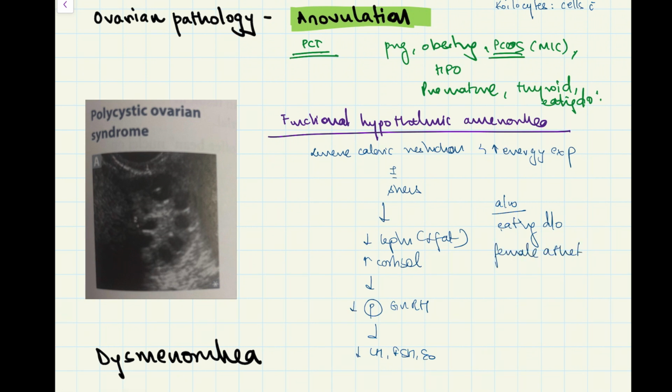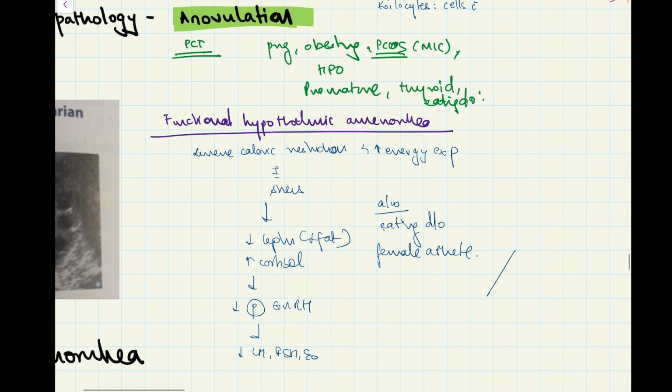There is a triad seen in female athletes, which is known as the female athlete triad, where there is a decrease in calorie intake, decrease bone mineral density and menstrual abnormality. This is female athlete triad.